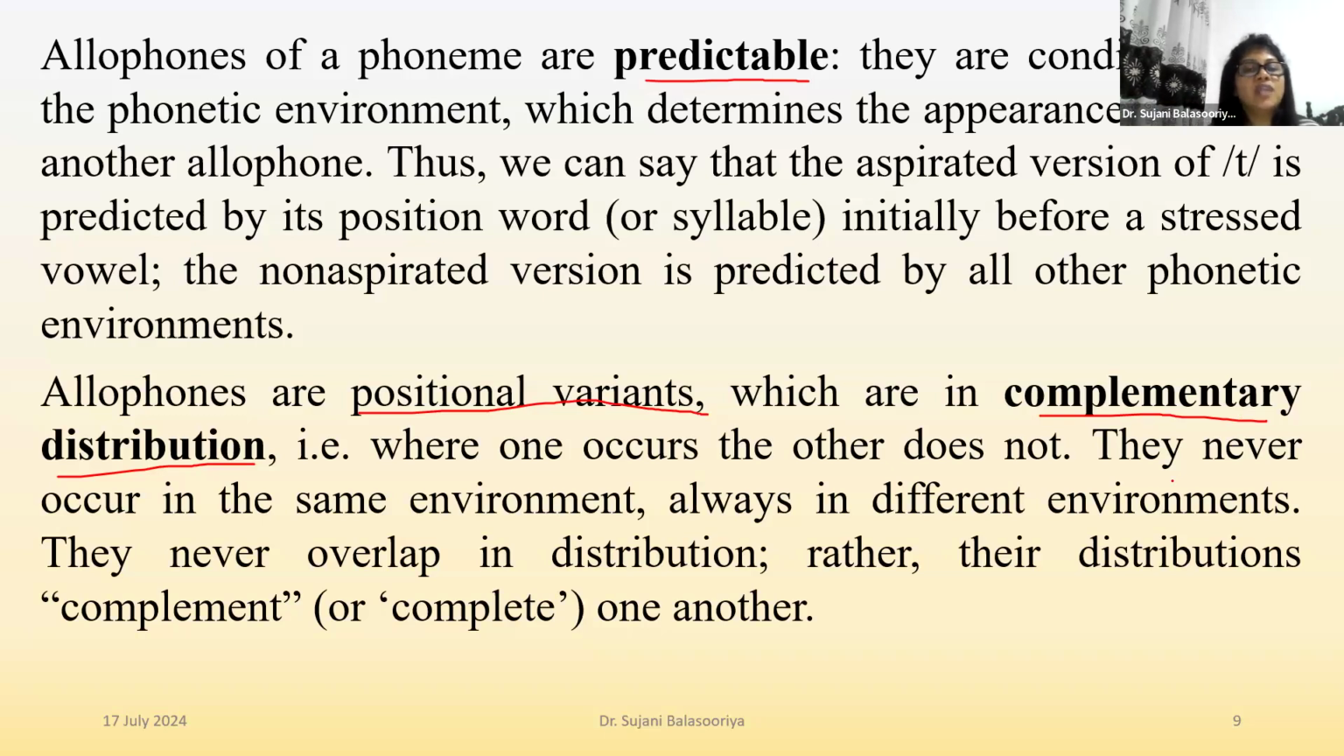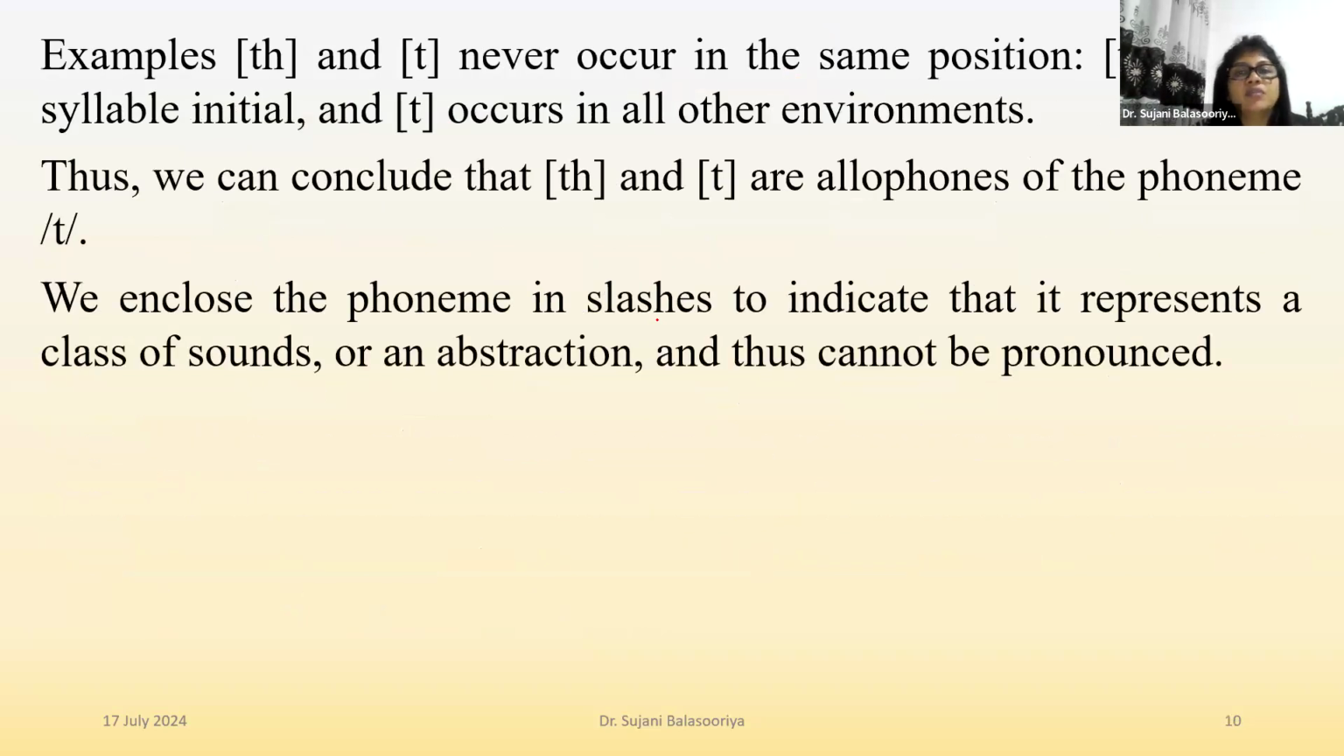And also they never overlap in distribution. That is what you mean by complementary. Their distributions complement or complete one another, right? So remember, allophones are in complementary distribution, and also allophones are predictable. These are the two other characteristics of allophones.